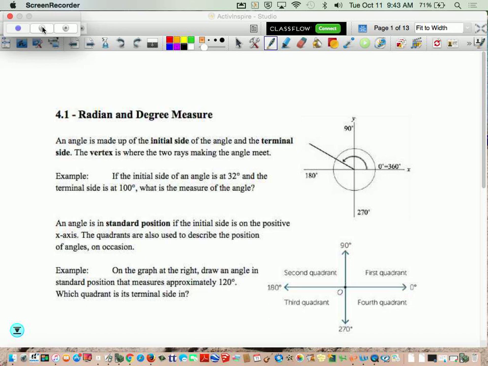Okay, so this is the 4.1 lecture for pre-calc. I'll do it in two parts. I'll do pages 1 and 2, stop the video, and then I'll record 3 and 4 in the second part. So a few definitions at the beginning here.